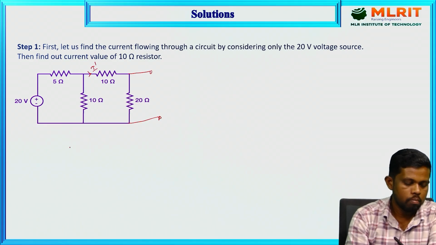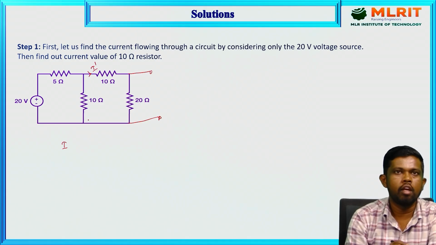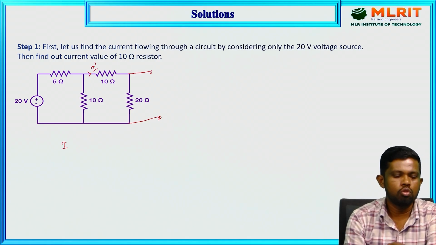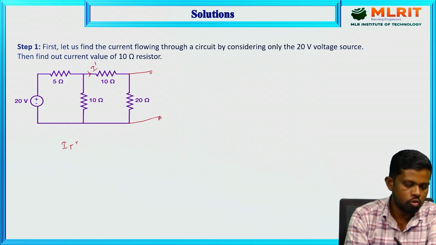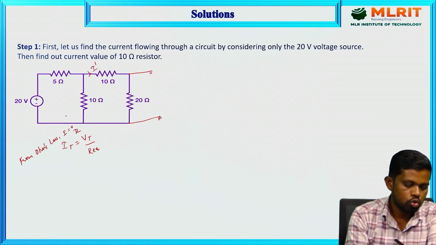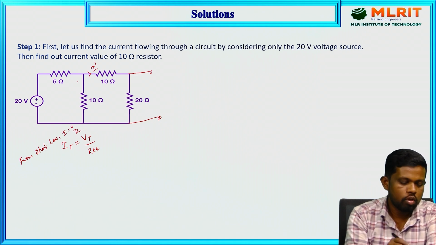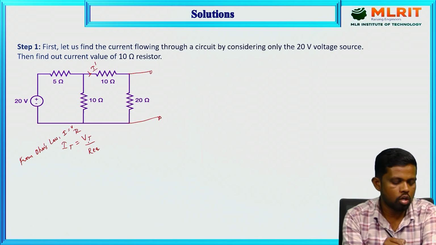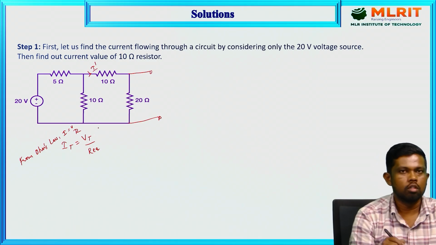According to the procedure, before finding the current through this 10 ohm resistor, we first need to find the total current of the circuit: I total equals V total upon R equivalent. From Ohm's law, I equals V by R, but that is applicable to only one element. Since we have a group of elements, I total equals V total upon R equivalent.